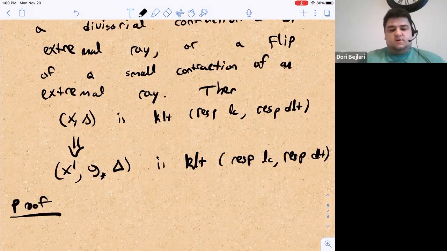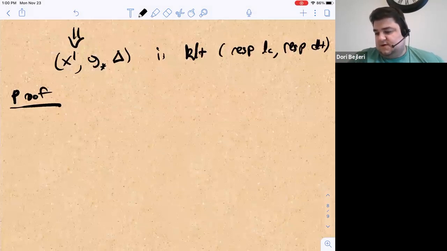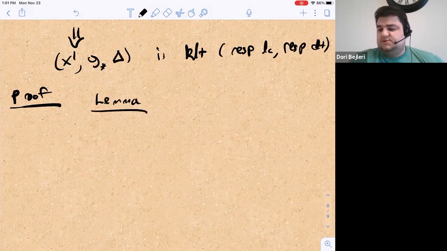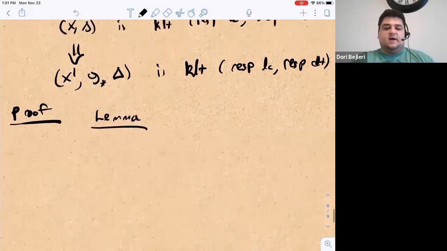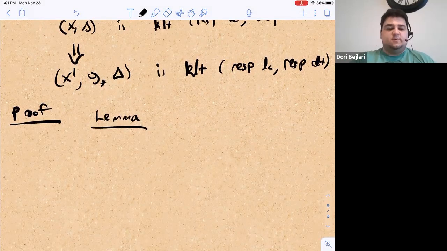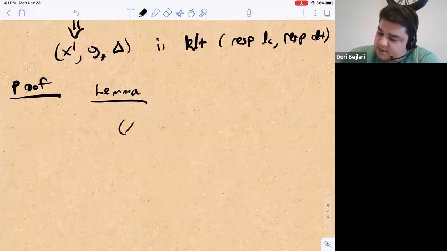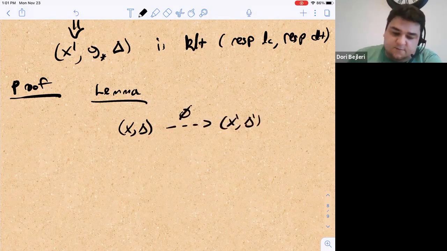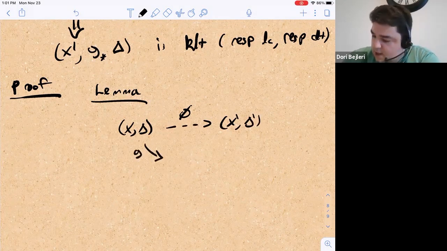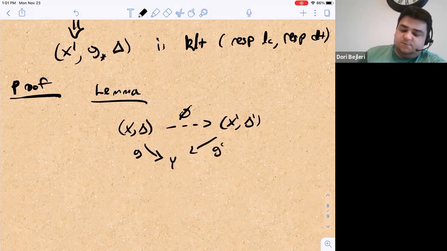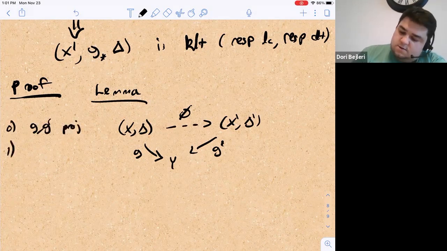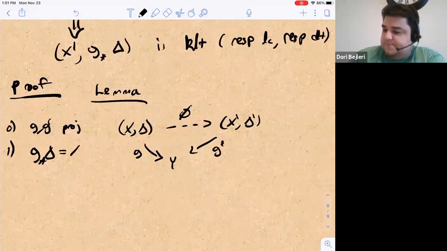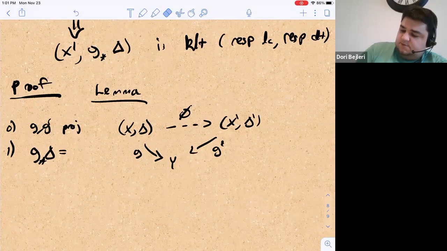Proof. So the proof boils down to the following lemma, which tells you how discrepancies change. And to combine the two situations, we're just going to draw a diagram that looks like a flipping diagram, but if one of the sides is the identity, then it's just an extremal contraction diagram. So let's suppose we have a diagram that looks like a rational map phi from a pair (X, Delta) to a pair (X prime, Delta prime), both of these lying over a Y with maps g and g prime, where these are actually morphisms. And let's assume that g and g prime are projective, that g lower star of Delta is g prime lower star of Delta prime, because g and g prime map to Y.